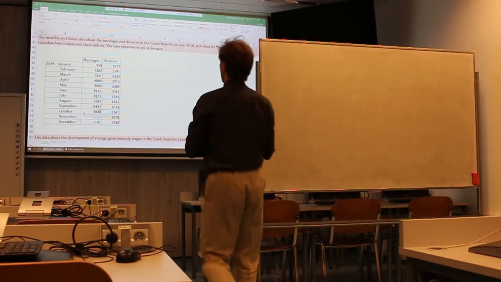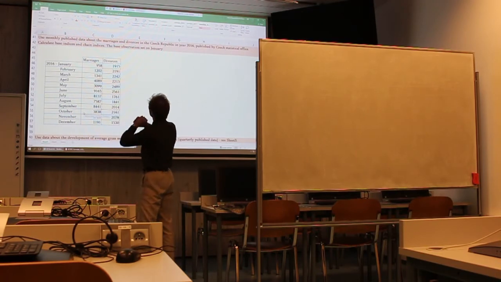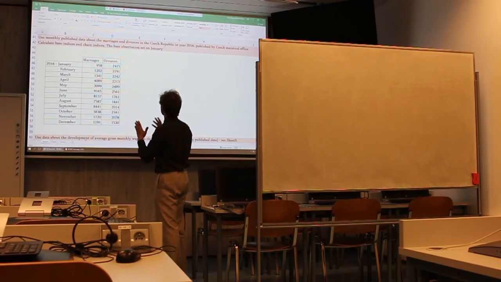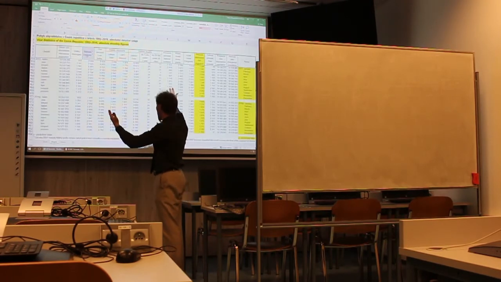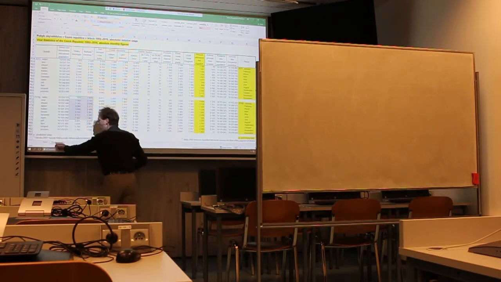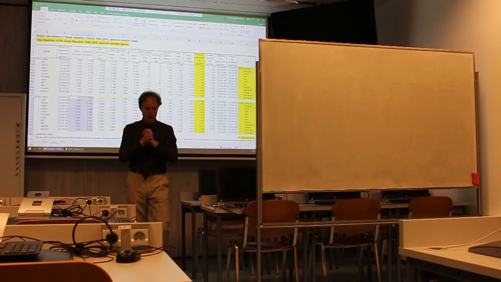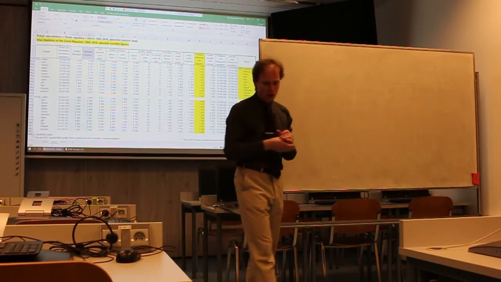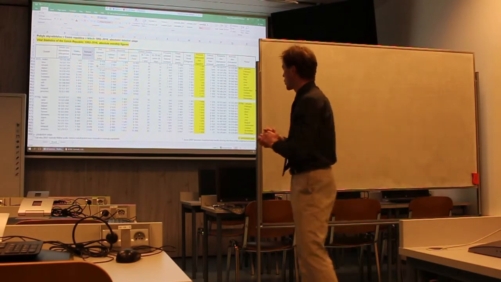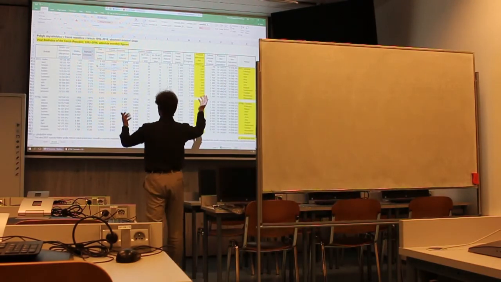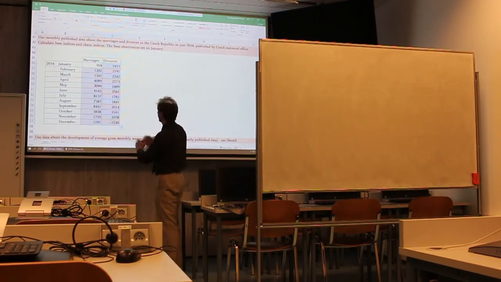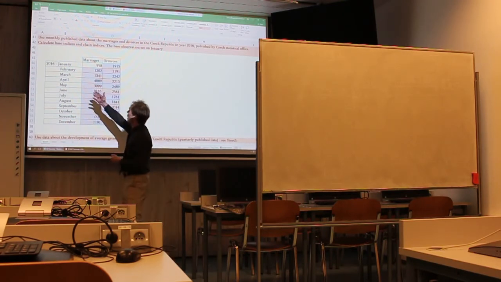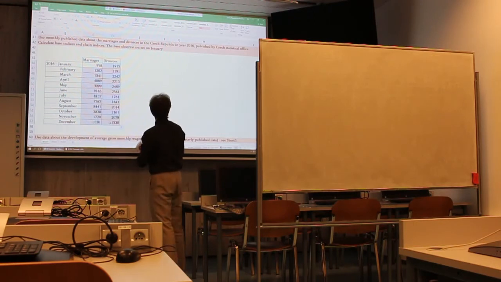Okay, we can continue. We'll use monthly published data about marriages and divorces in the Czech Republic in the year 2016. Again, you can check sheet 2. This is the original data sheet published by the Czech Statistical Office, the official authority in the Czech Republic. So real statistics. You can check these values, and I copied them here into two columns: marriages and divorces. So, monthly published data in the year 2016.